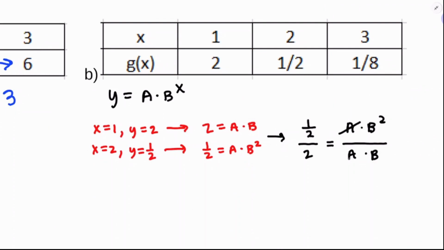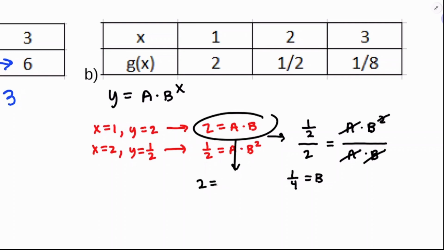And we're going to eliminate those a's, eliminate one power of b, and we're going to get 1/2 divided by 2, that's 1/2 times 1/2, that's 1/4, is equal to b. And then we're going to plug that back into this equation right here. All right, 2 equals a times 1/4. So what times 1/4 would equal 2? That would be 8, so a equals 8.